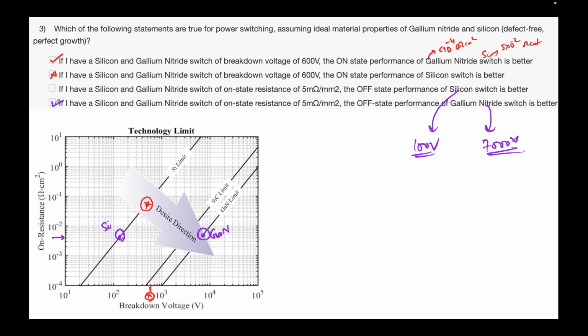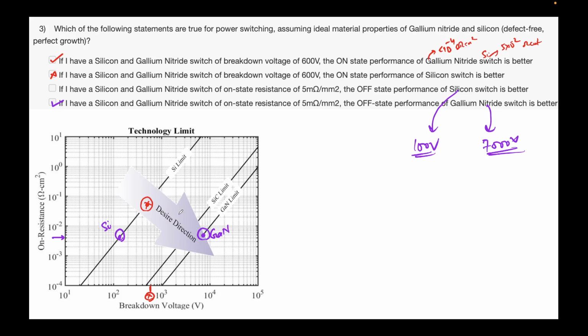Let me just check whether I'm correct. At the same breakdown voltage of 600 volts, which one has better on-state performance? Silicon is here, gallium nitride is below 10 to the minus 4, whatever the units are. Similarly, when we are given the on-state resistance, the off-state performance of gallium nitride is much better, because you traverse parallel to the x-axis. When you are given the breakdown voltage, you traverse parallel to the y-axis. That's how you find out where you lie on this plot.